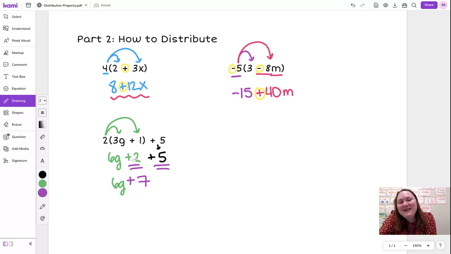In this lesson today, we are going to look at different distributive property questions like these here and how you can simplify problems by distributing.